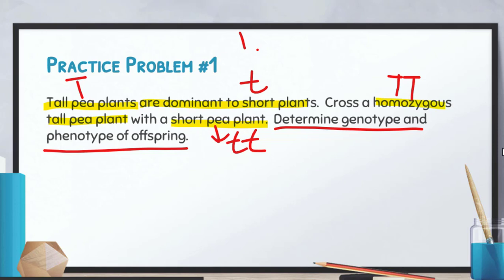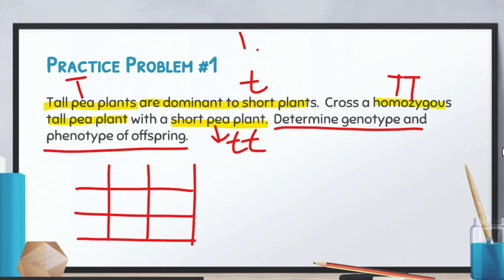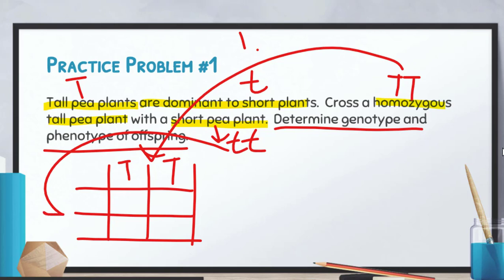Now, this is where we build our Punnett square. Okay? So what we're going to do is we're going to make a square like this. So we're going to have 3 lines going down, and we're going to have 3 lines going across. We're going to take one of the parents, and we're going to place them at the top. Okay? Now remember, law of segregation says I can only inherit 1 allele from each parent, so we're going to split that. So we're going to put 1 T here and 1 T here. And then we're going to do the same thing with our short pea plant. So put a lowercase t here and a lowercase t there.